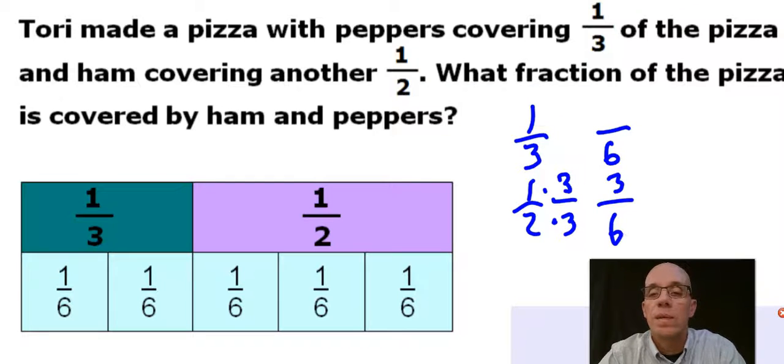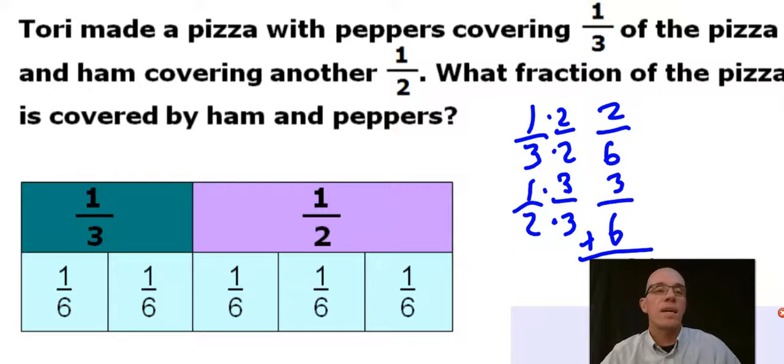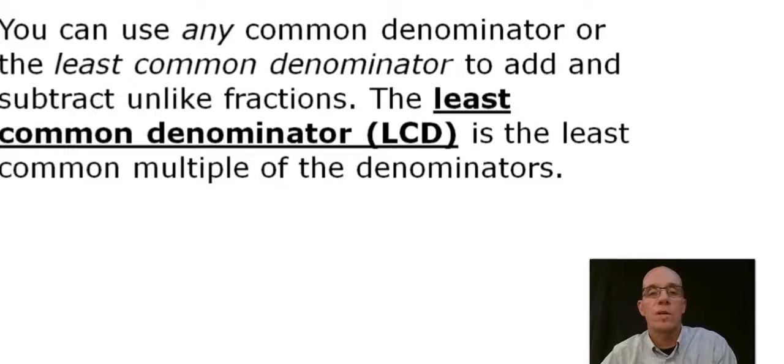Up top here, 3 times 2 gets me to 6. Whatever I do to the bottom, I do to the top. And that's 2/6. Now I can add, once I have this common denominator. 2 plus 3 is 5, and that comes out to 5/6. We need that common denominator here to do this. You can use any common denominator. You don't always have to find the least common denominator, especially when you have weird denominators like 17 and 16. I don't know my 17 and 16 multiples, and I doubt many people do.